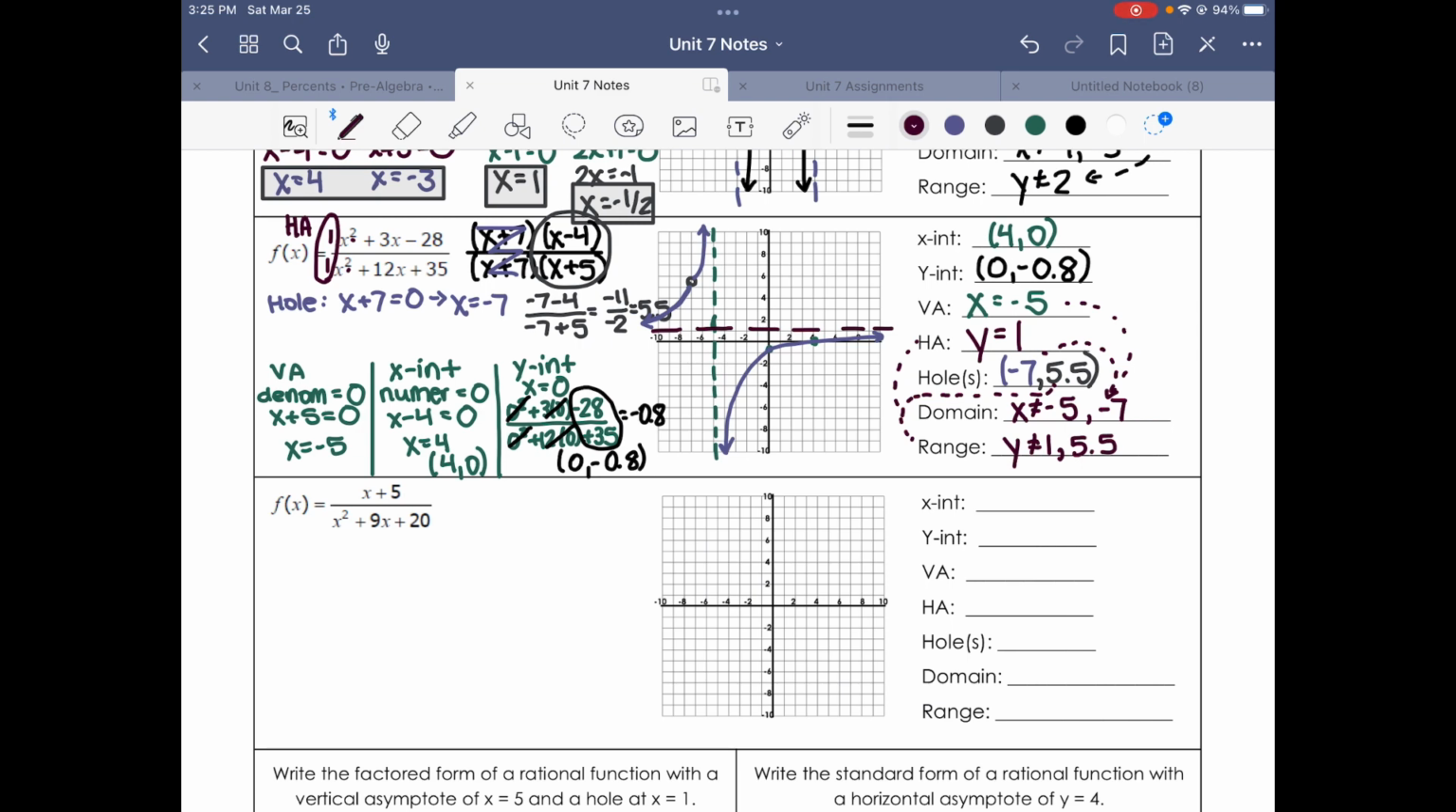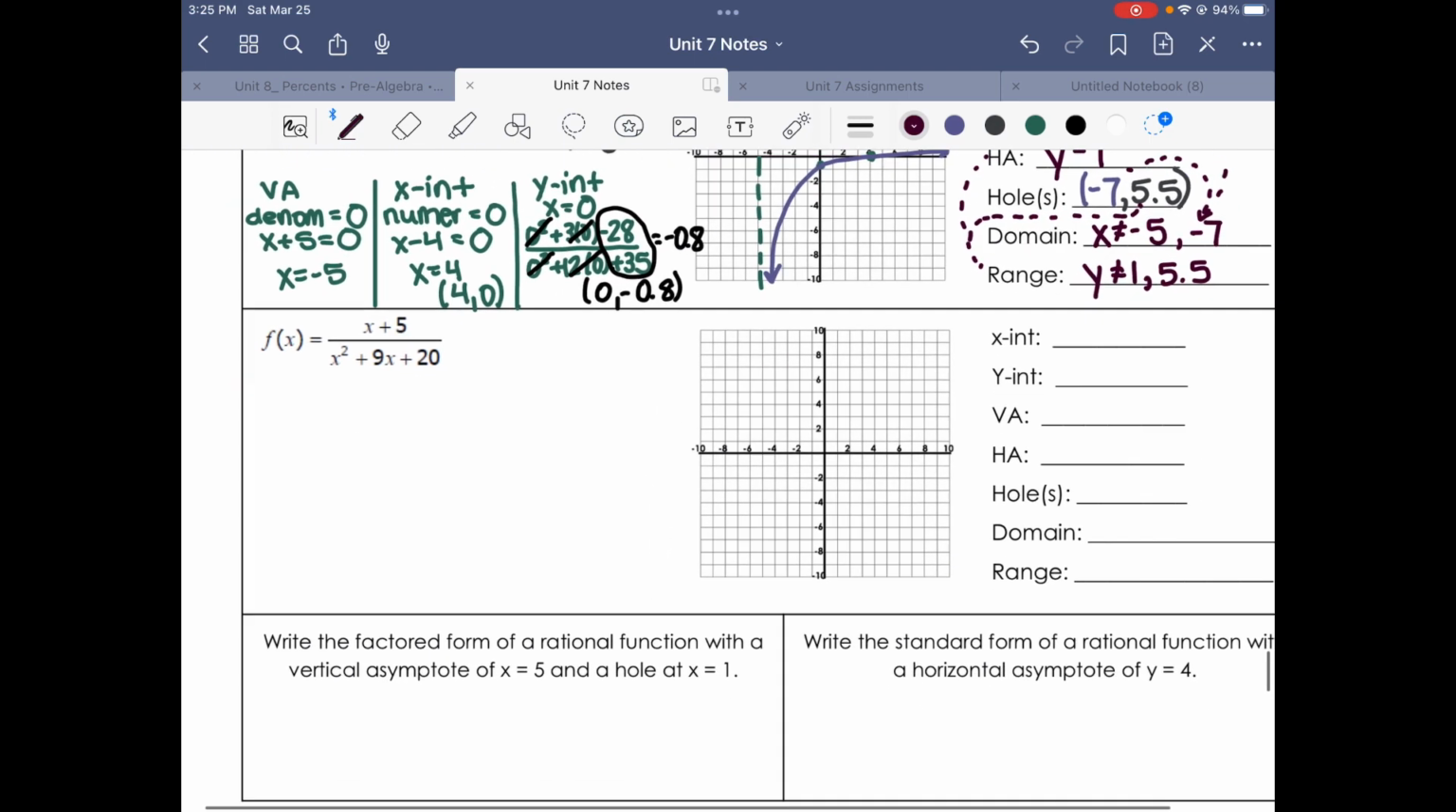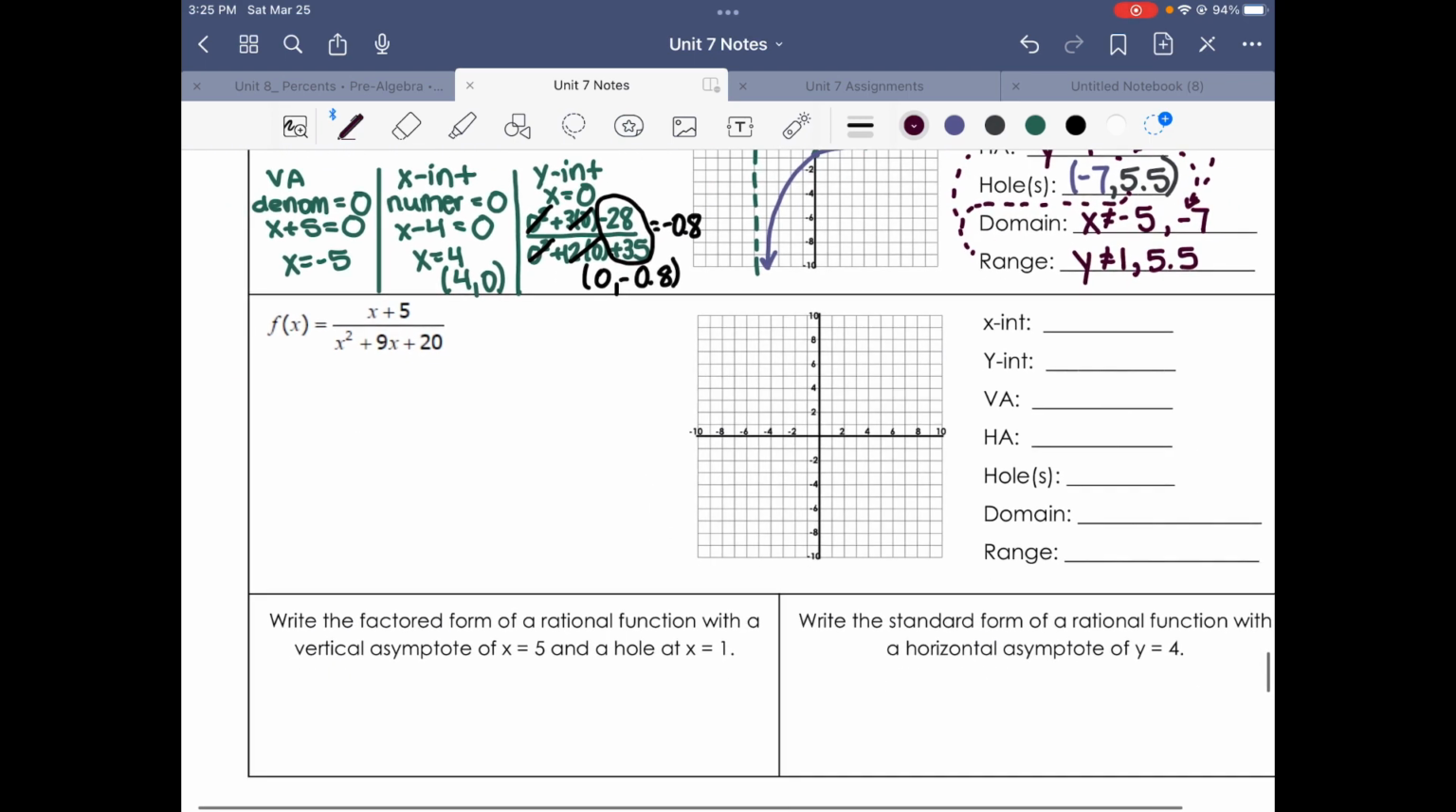All right, this is going to be our last one that we graph, and then I'm going to talk about pulling all the pieces together for the last one. On the next problem, the top part can't be factored because it's just x plus 5, but the bottom part can factor into x plus 4, x plus 5, since 5 times 4 is 20, and 5 and 4 add to 9 in the middle.